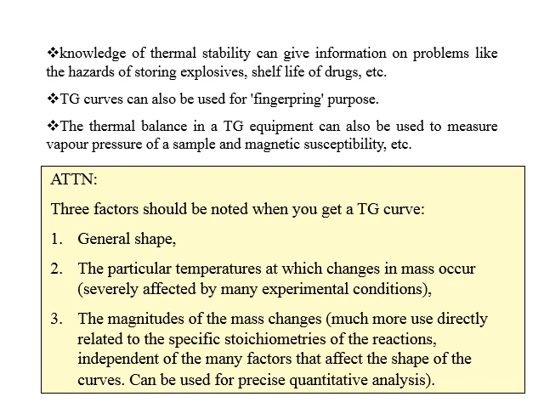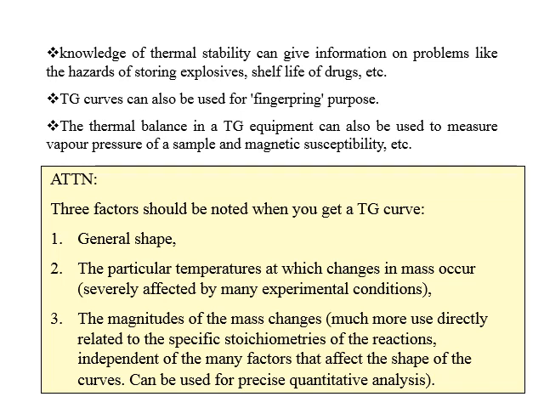TGA curves can also be used for fingerprinting purposes. So sort of like X-ray diffraction, they may have a certain overall look to the curve that you can kind of match and be comfortable that what you have is what you're hoping to have. And then the thermal balance in a TGA can also be used to measure the vapor pressure of samples and magnetic susceptibility and things like that.